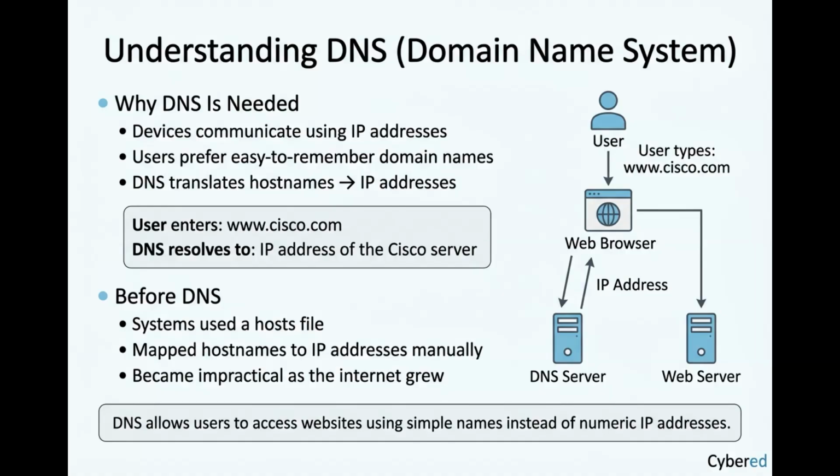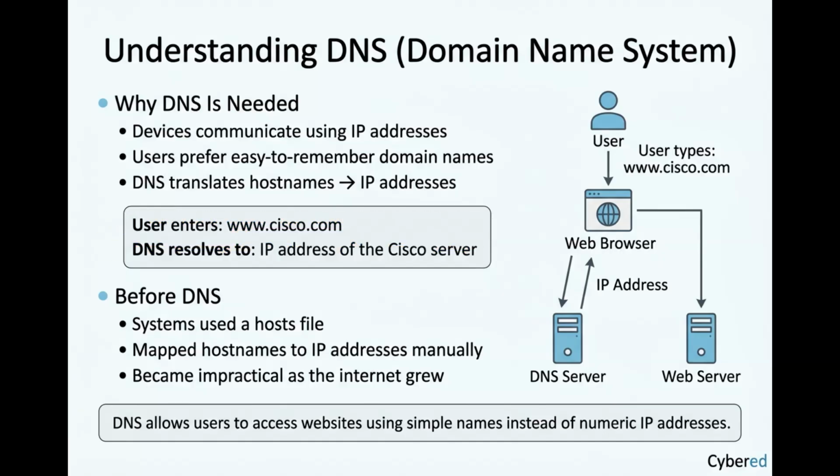Since devices on a network communicate using IP addresses, the system must translate the human-readable name into the correct address. Remembering the IP address of every website would be extremely difficult, and addresses can change over time. To solve this problem, the domain name system was created. DNS is a network service that translates host names or domain names into IP addresses, allowing users to access websites using easy-to-remember names. For example, instead of remembering a numeric IP address, users can simply enter www.cisco.com and DNS will resolve it to the correct server address.